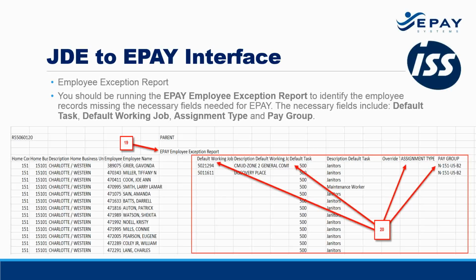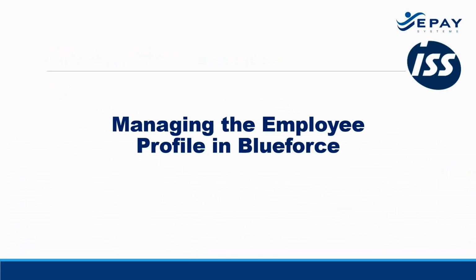If you run this report, you can see if the necessary fields, the default task, the default working job, the assignment type, and pay group are entered. And secondly, at a glance, you can see if they're all correct. So the employee exception report is there for your use, and you should be running that at least once a week, if not more often. That concludes our first section of the webinar, which is dealing with the JDE to ePay interface.